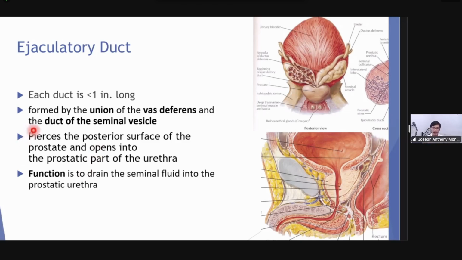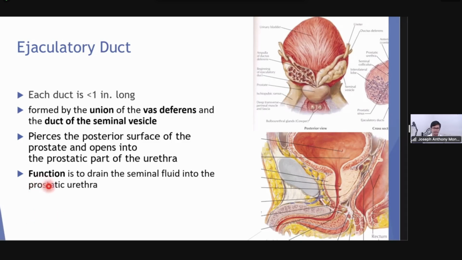Okay. So again, as we've said earlier, it is formed by the union of your vas deferens and the duct of the seminal vesicle. So as it tapers, para siya nagiging funnel, it will now become your ejaculatory duct. So it pierces the posterior surface of the prostate and opens in the prostatic part of the urethra. So as it pierces the prostate, in this picture you could not imagine it paano kasi it's the side view. So this is also your opening of the ejaculatory duct in reference to the prostatic ventricle. We'll be showing it later on.